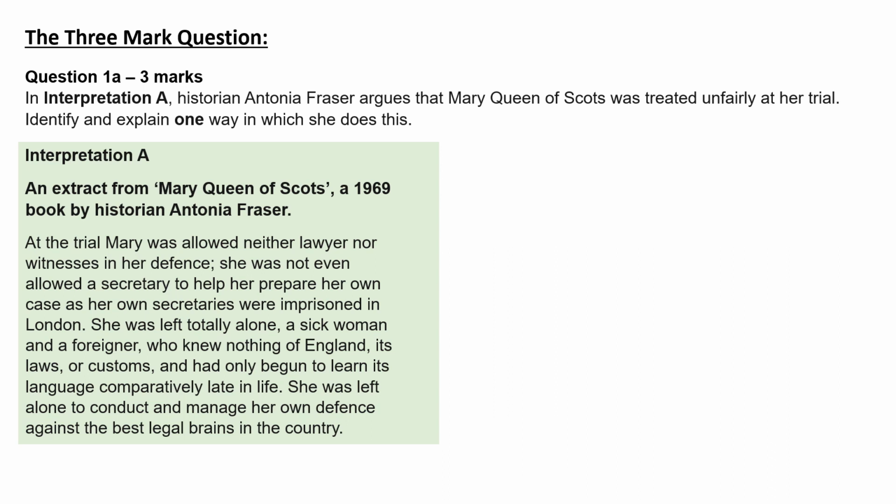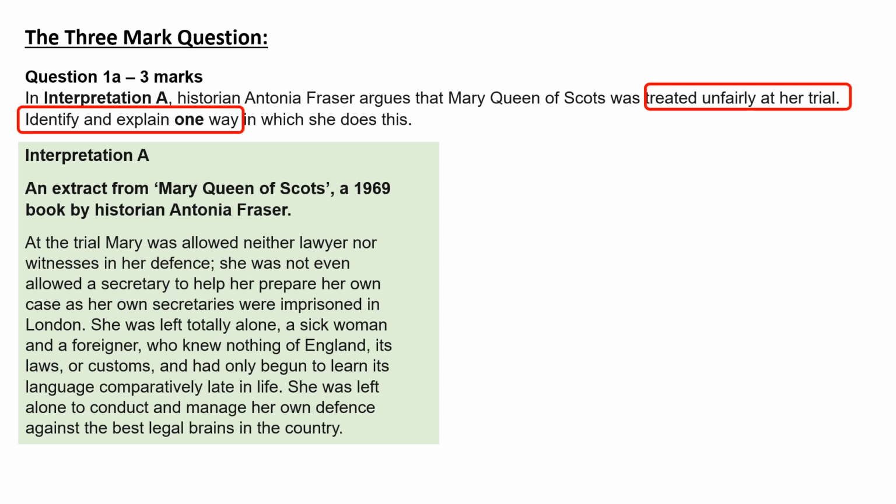In the exam, we would expect you to highlight or underline or circle the element that the exam board are looking for you to pick out from the question. So here, it's the idea that Mary Queen of Scots is being treated unfairly at her trial. I'd always suggest that you break down the question before reading the interpretation so that you know what it is that you are looking for when you are reading through it. So when we read through this together in a moment, we're looking for any ways that prove that Mary was treated unfairly. You'll then always be asked to identify and explain one way in which she does this.